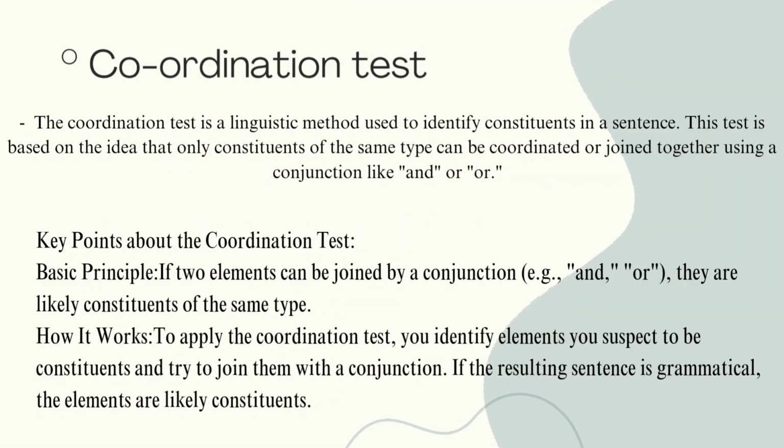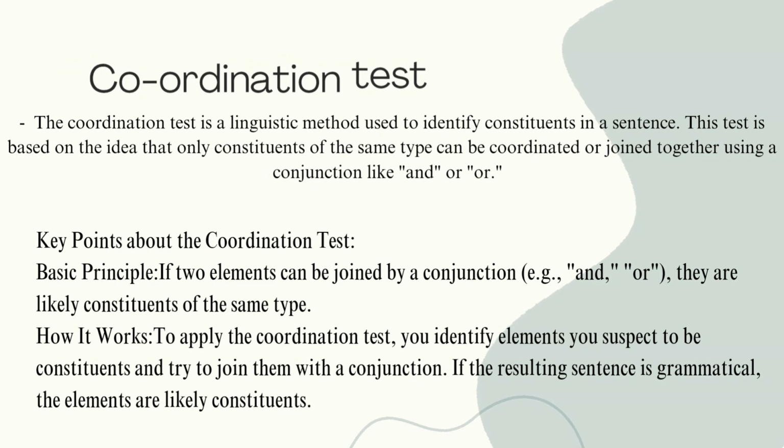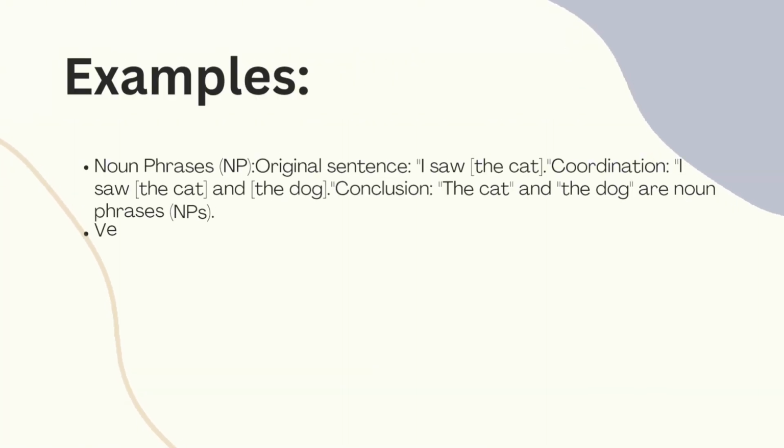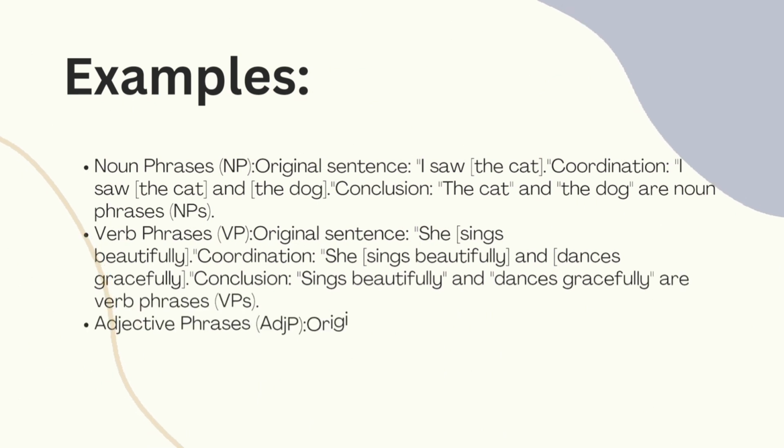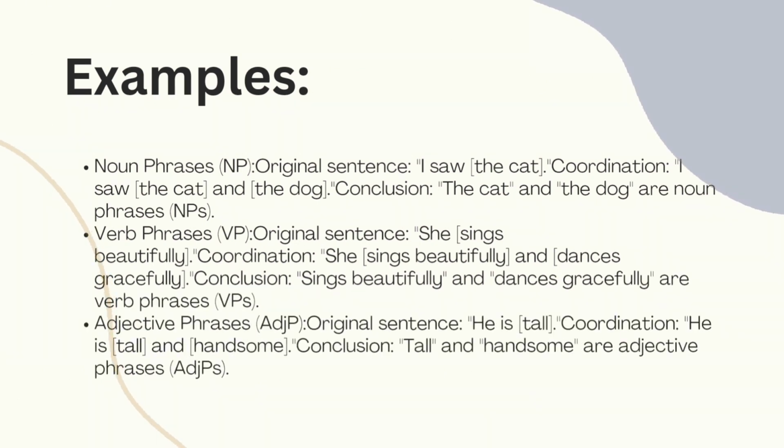Coordination test is a linguistic method used to identify constituents in a sentence. This test is based on the idea that only constituents of the same type can be coordinated or joined together using a conjunction like and or or. So let's give some examples. First example is a noun phrase example. I saw the cat. The coordination here is I saw the cat and the dog. The cat and the dog are noun phrases.